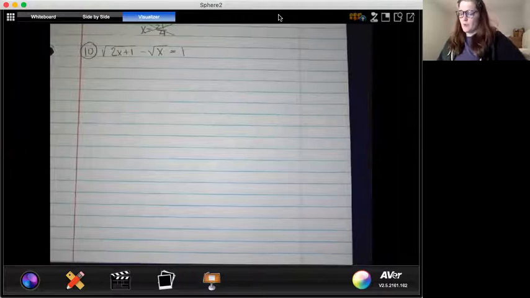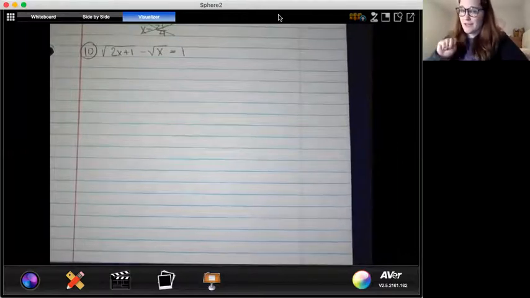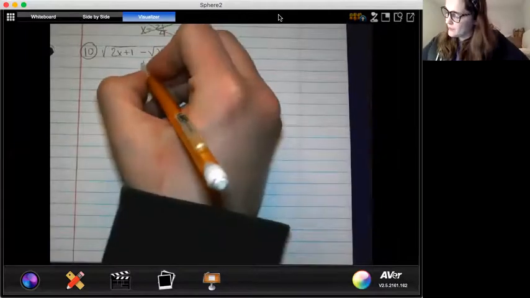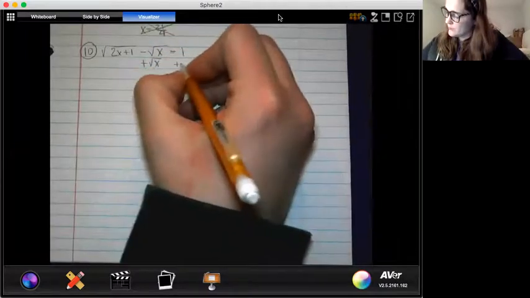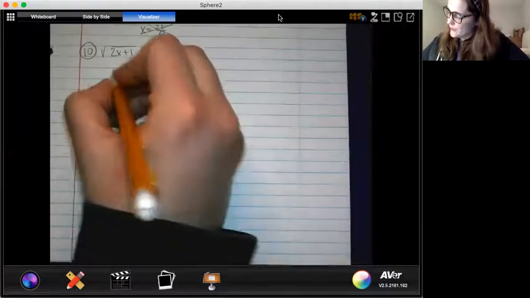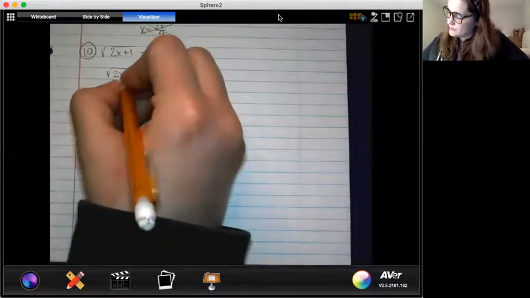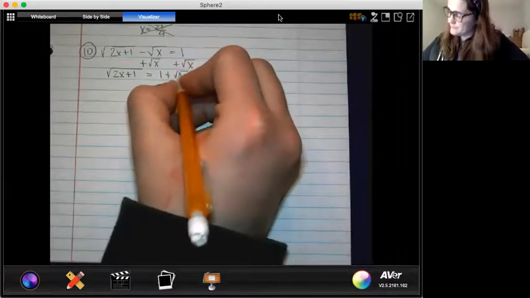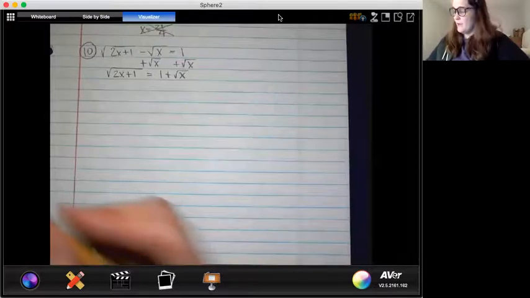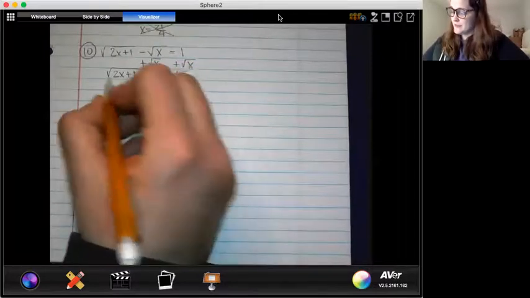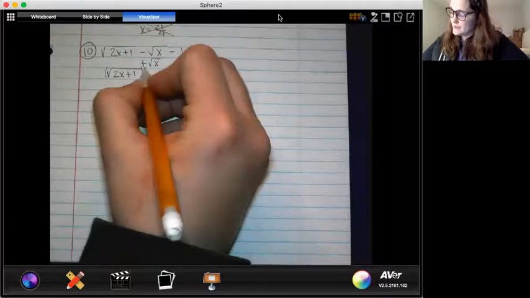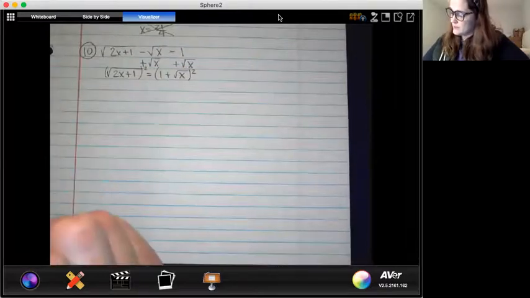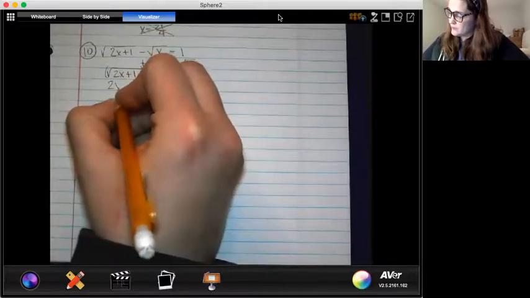But it will start the same way in that we need to get the isolated radicals on their own side. So I'm going to add the square root of x to the right side. So I have square root of 2x plus 1 equals 1 plus the square root of x. Now I know over here, this is isolated, so I'm going to square both sides. So on the left side, I get 2x plus 1.